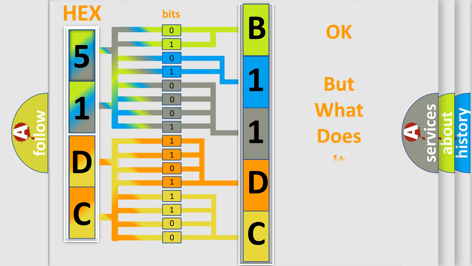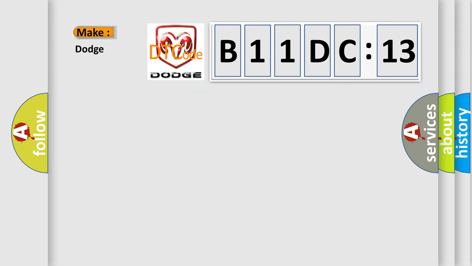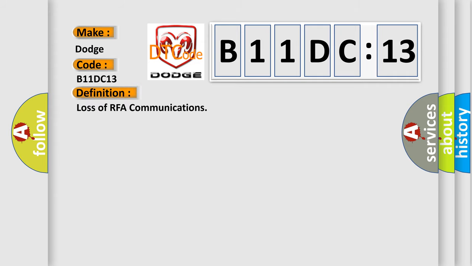The number itself does not make sense to us if we cannot assign information about what it actually expresses. So, what does the diagnostic trouble code B11DC-13 interpret specifically for Dodge car manufacturers? The basic definition is loss of RFA communications.